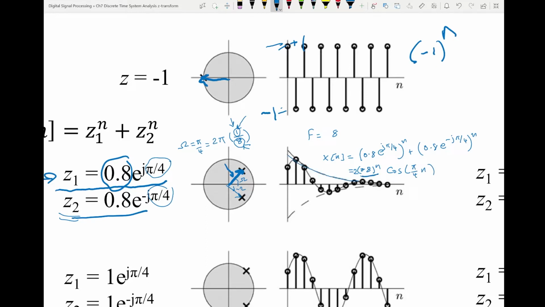How fast is it decaying? Pi over 4, that will determine the oscillation rate. How many cycles per sample? In this case, it will be 1 sample, 2, 3, 4, 5, 6, 7, 8. That's the peak. So then there is 1 cycle per 8 samples from peak to peak.